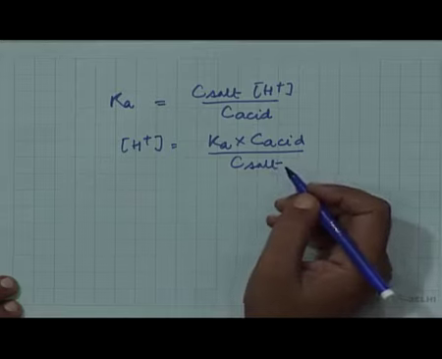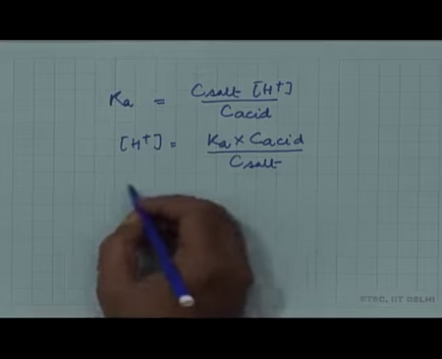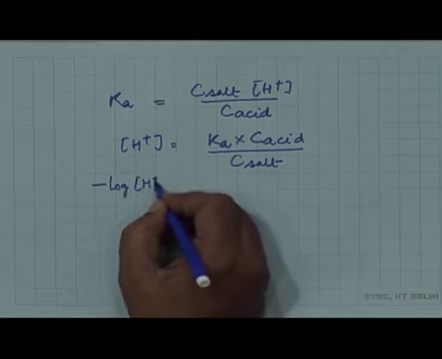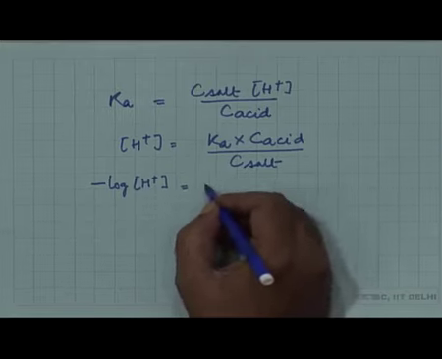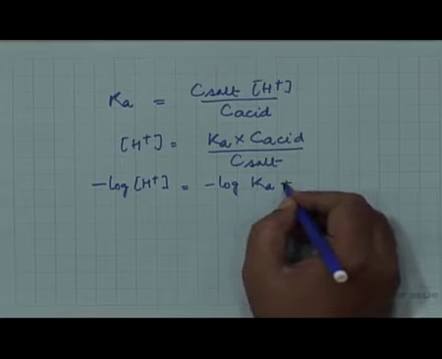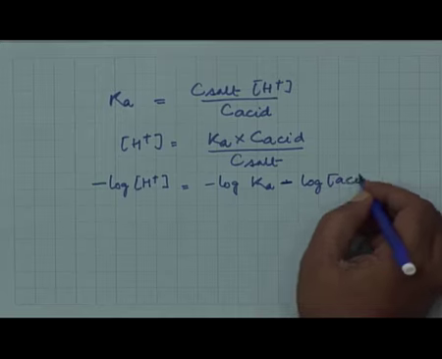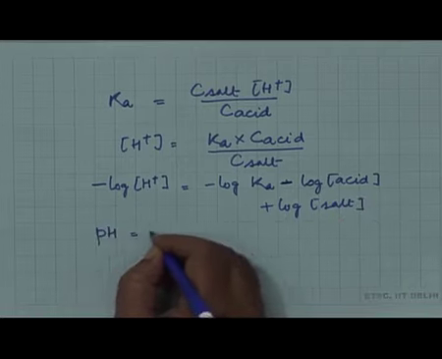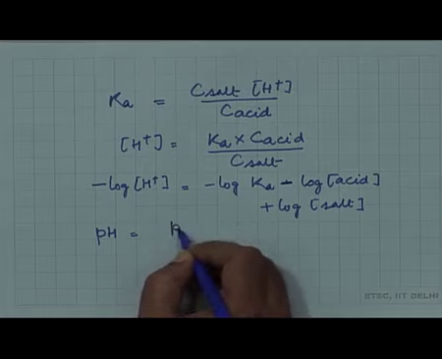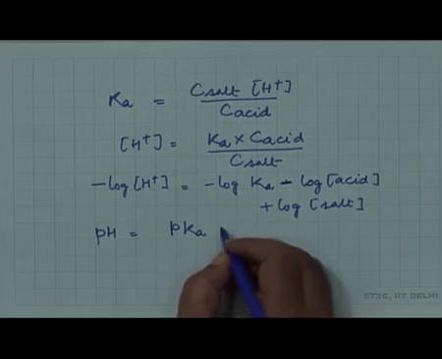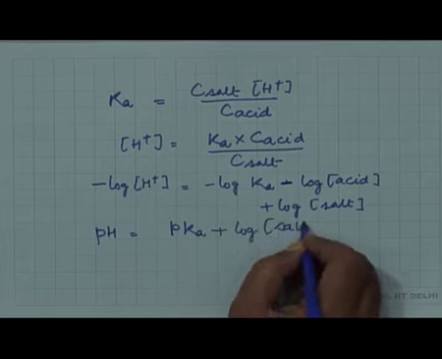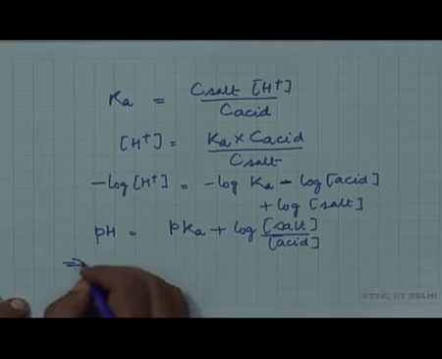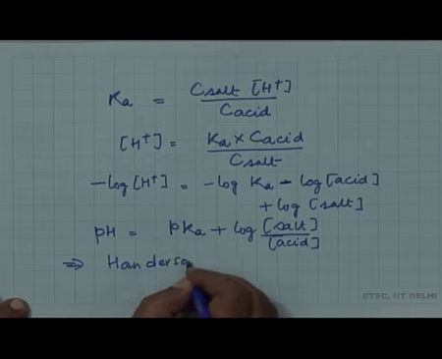Okay. So, pH is equal to minus log H plus, which is equal to minus log Ka minus log C acid plus log C salt, and this gives pH is equal to pKa plus log of salt by acid, and this is the famous Henderson-Hasselbalch equation.